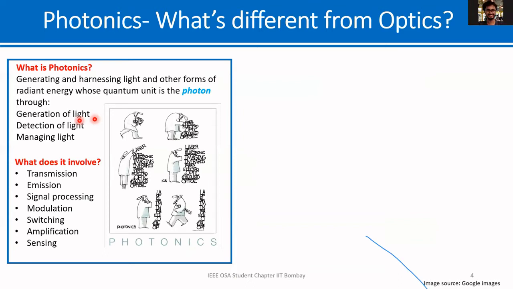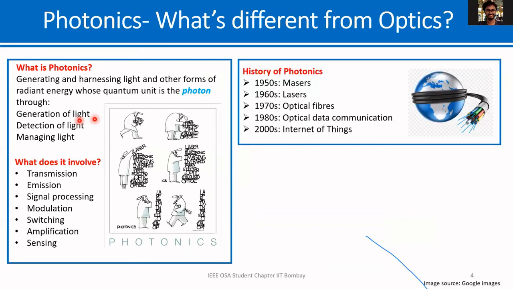And the history of photonics, which I'll take up from the previous slide, in the 1950s with the masers, then came the lasers and optical fibers, which are analogous to the copper wires that transmit electricity, in the sense of transmitting light from source to destination.